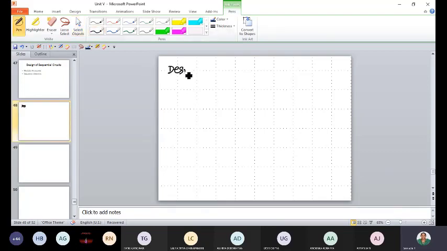So design a 2-bit up counter. I said 2 bits, so now n is equal to 2. So for the 2-bit up counter, I have not specified the flip-flop.